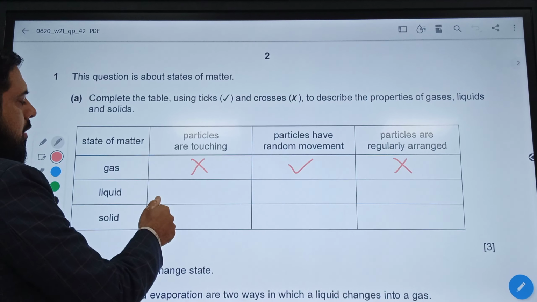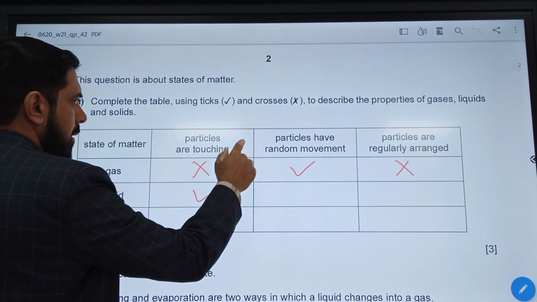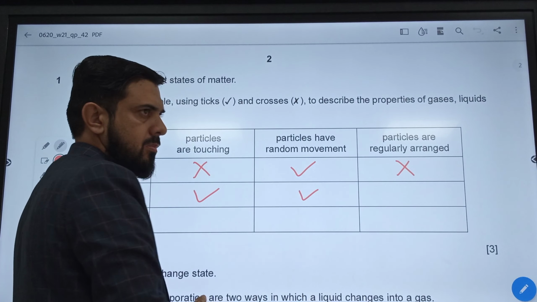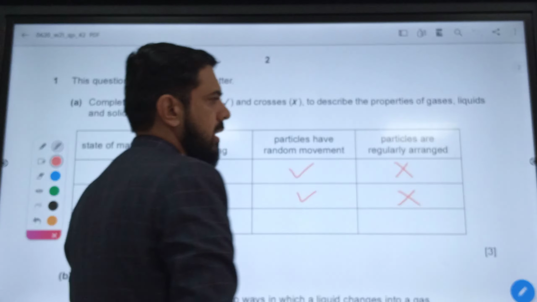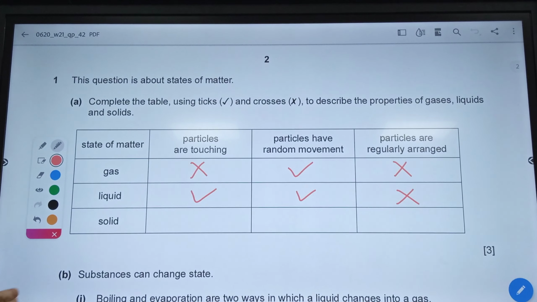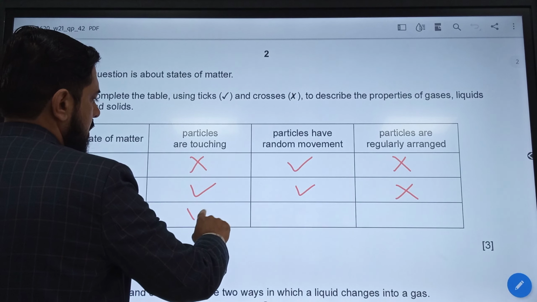In liquid state, we learned that particles are touching? Yes. Particles have random movement? Yes, they are moving. Particles regularly arranged? No, they are not regularly arranged. They are in the form of lumps, clusters.